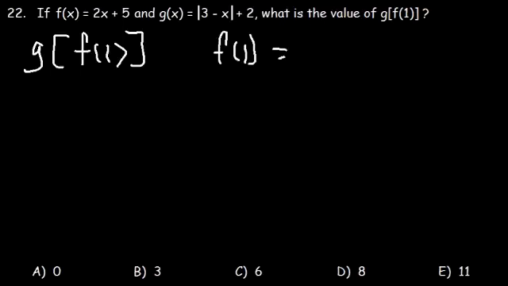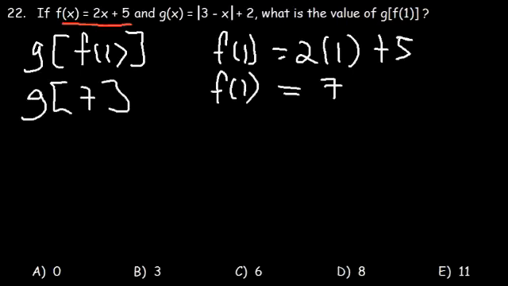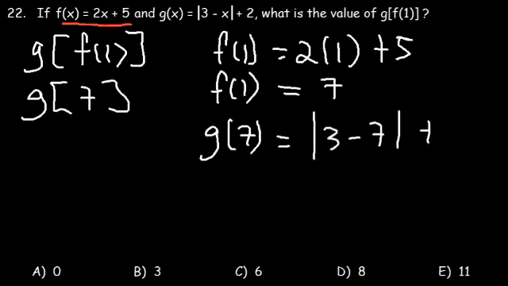So that means we need to plug in 1 into this equation. So let's replace x with 1. So 2 times 1 plus 5 is equal to 2 plus 5, which is 7. So therefore, f of 1 is equal to 7, which means that we can replace f of 1 with 7. So we're looking for g of 7 at this point. So g of 7 is equal to the absolute value of 3 minus 7 plus 2.